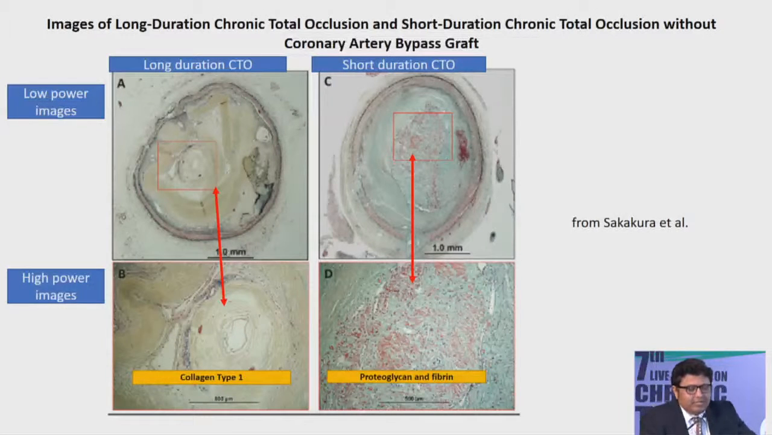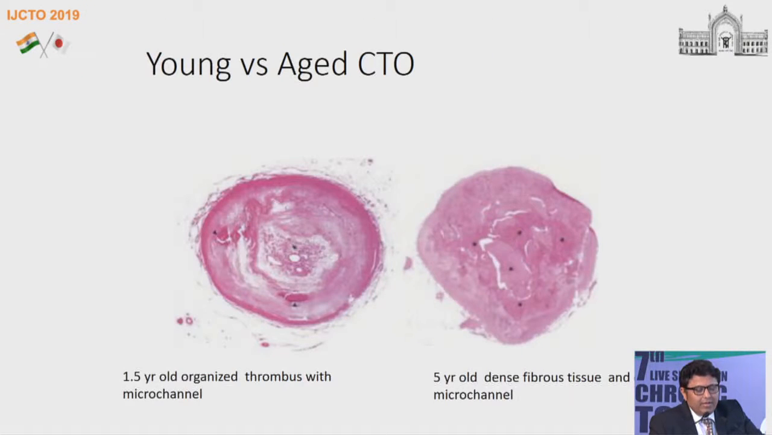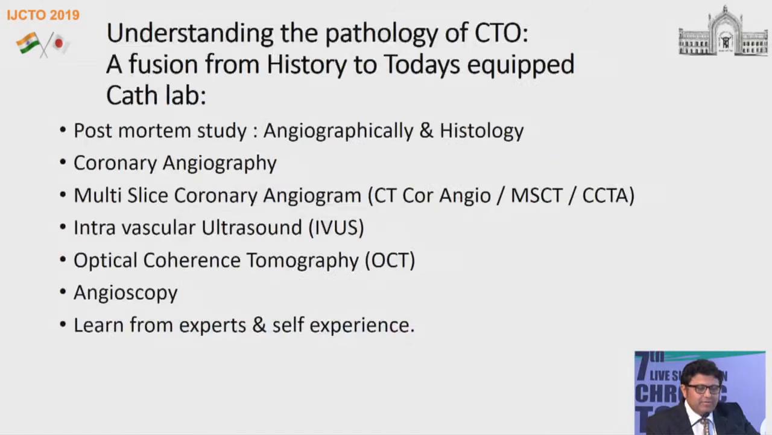The slides show the long duration CTO in high power images, the collagen type 1, and in high power for the short duration, showing the proteoglycan and the fibrin. An 18-month CTO shows organized thrombus with microchannels, and a 5-year-old CTO shows fibrous tissue and calcium without any microchannels.